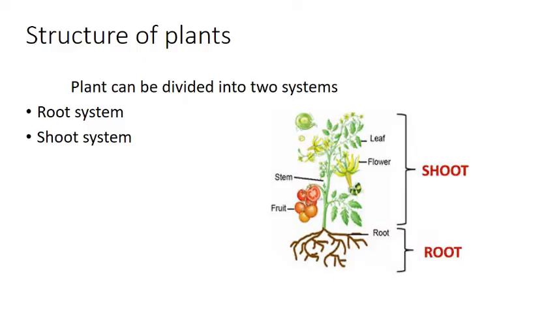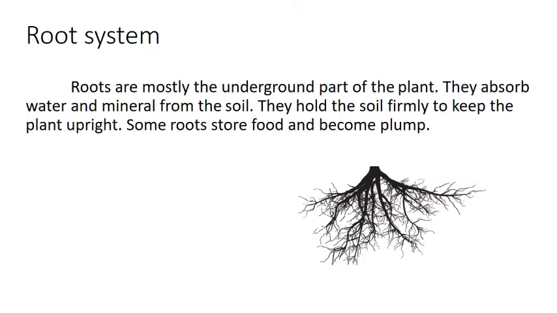Now we're going to discuss the structure of a plant. Plants can be divided into two systems, the root system and the shoot system. If you observe the diagram, you will see that the portion that is under the ground is your root system, and the portion that is above the ground is the shoot system. That includes leaf, flower, fruit, stem, etc. In today's lecture, we're just going to discuss the root system. We're going to discuss the shoot system in the next lecture.